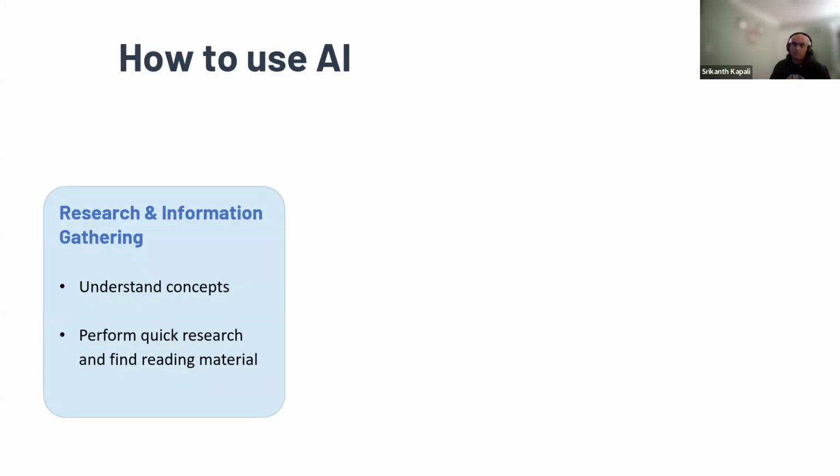So you can find a lot of good links and resources that you can use as you're doing your research. And again, you can use it to quickly perform research and find additional reading material. So it always recommends, oh, you can read this paper, and the follow-up questions are also good. So you can just take a deep dive, and then you can build up a good source of information and material that you can read as part of your research project.